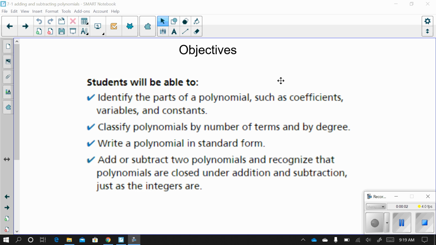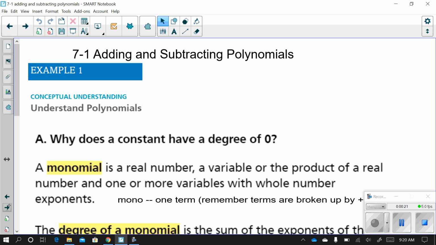Today we are going to be starting chapter 7. Yay! So today you're going to identify the parts of a polynomial, such as coefficients, variables, and constants. You're going to classify polynomials by number of terms and by degree. You're going to write a polynomial in standard form, and we're also going to add or subtract two polynomials. I think you guys are going to like this lesson.